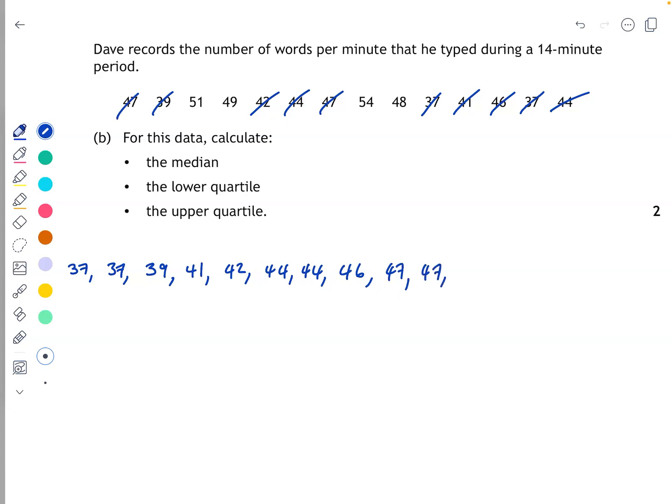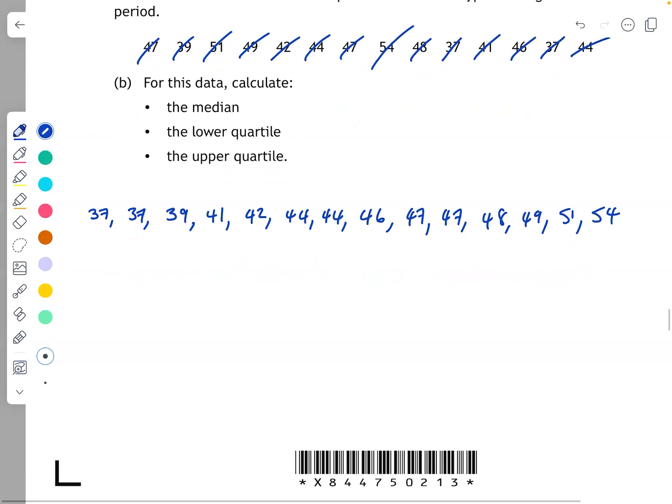We got 48, so 48. Any 49s? Got 49. Nearly there. We got 51, then 54. So 51, and then 54. So just take your time when you do that, making sure you don't miss any out. If you do miss any out, just start again.